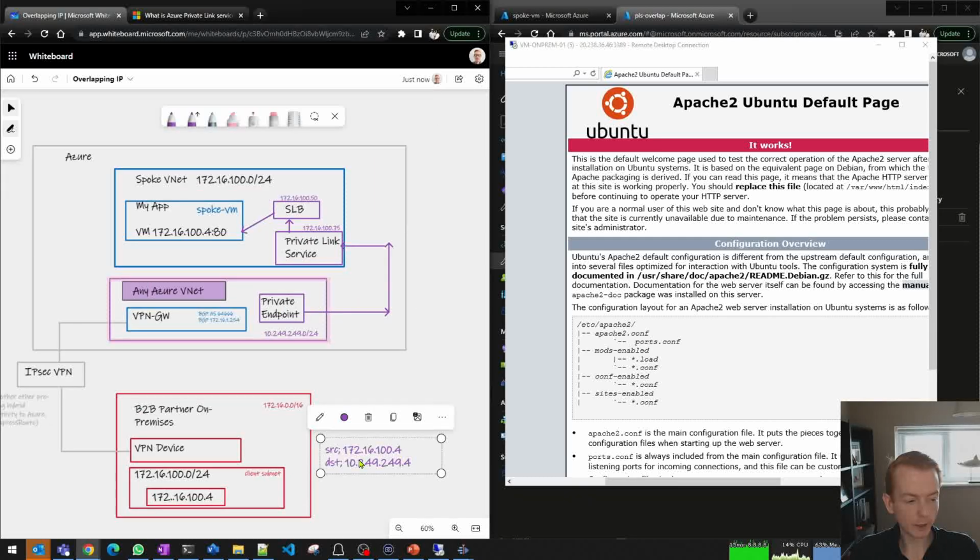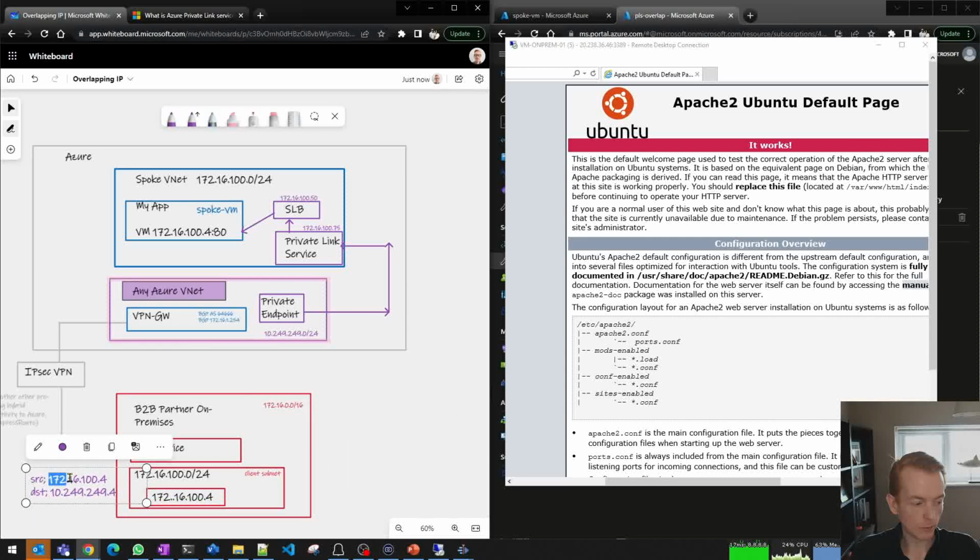So again, just to bring it home, let's do a packet walk. The virtual machine on-prem sourced the packet from itself, 172.16.100.4, and it was destined to 10.249.249.4. So we told our on-premises team, hey, use this address to get to this service that you ultimately want to connect to. There's logic on premises that routes the 10.249 range to the VPN firewall. Again, as we said, could be ExpressRoute or whatever hybrid connectivity that Red partner has in play.